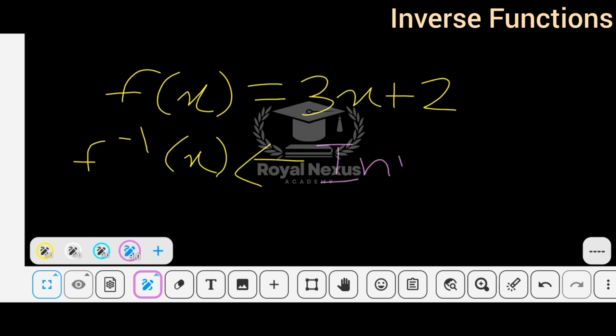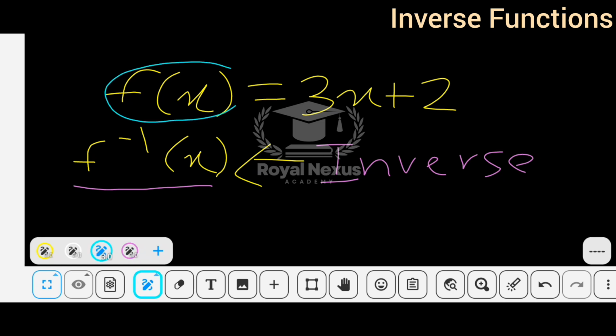Whenever in any question you encounter f raised to the power minus 1, and in brackets it is written x, it means that you need to find the inverse function. So f of x is a normal and simple function, and whenever it is raised to the power minus 1, it means that it is an inverse function. Now let me tell you the steps to find the inverse function.